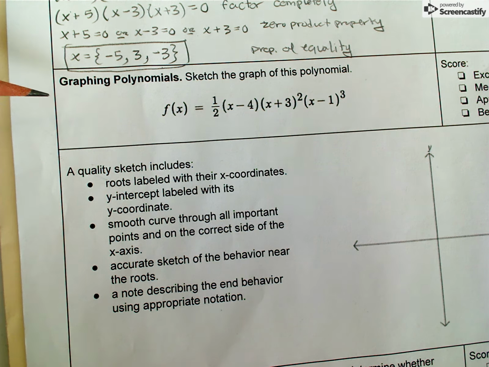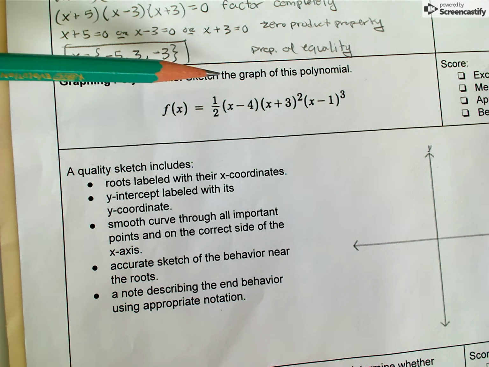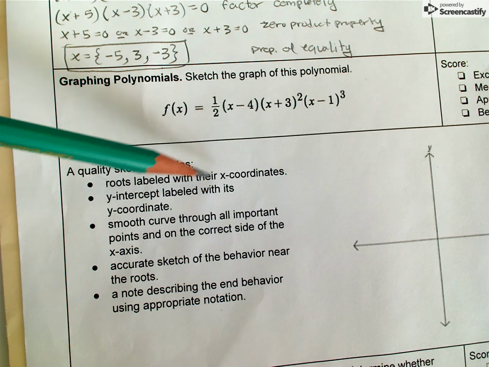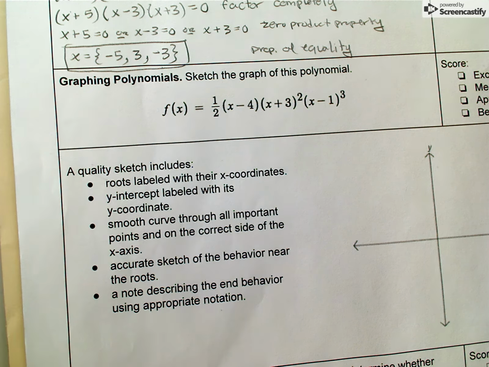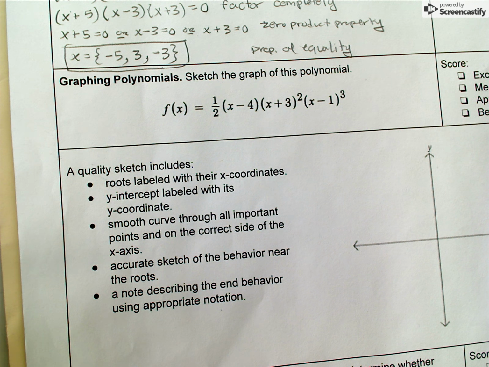The next problem on the formative assessment was to graph a polynomial, this polynomial right here. It says sketch the graph of this polynomial. And it is already in factored form for us, thankfully. If it was given to us in standard form, that might be quite challenging to figure out what all those factors are.